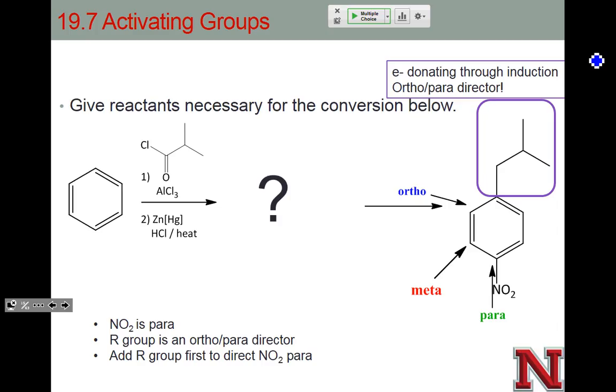Don't forget, for these reductions we have to have zinc, mercury, HCl, and heat. Zinc and HCl will not be strong enough to do this reduction. And that'll form this product. Once we have this product, it will be para-directing, so we can use our HNO3 and H2SO4 to add our NO2 group in the para position.